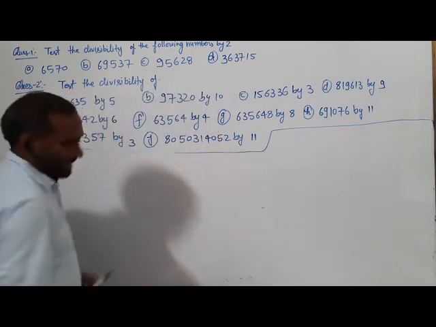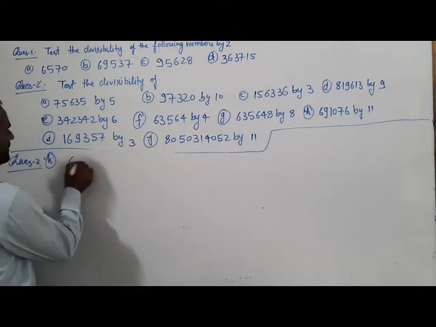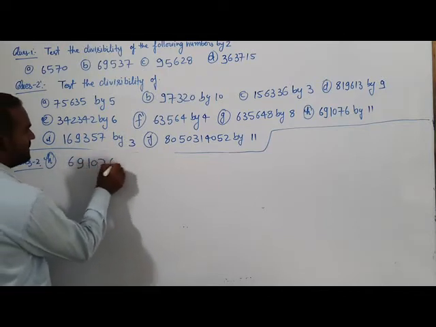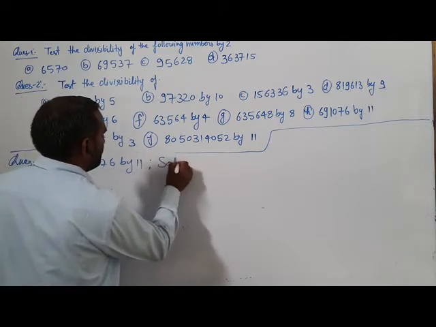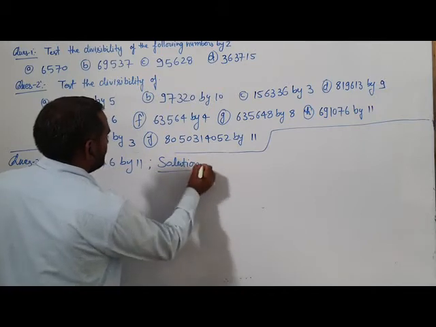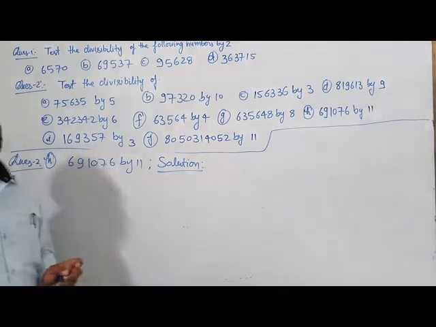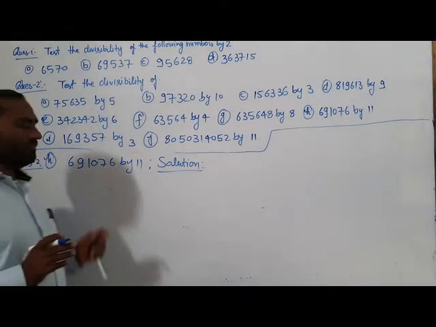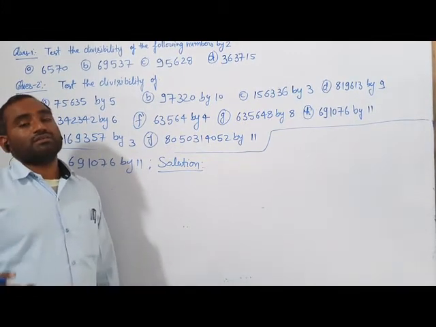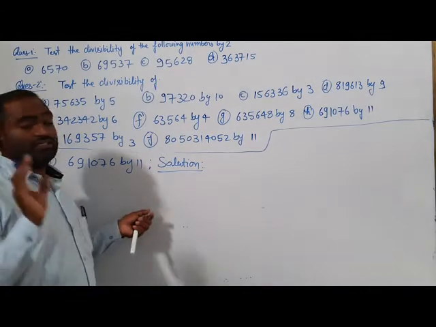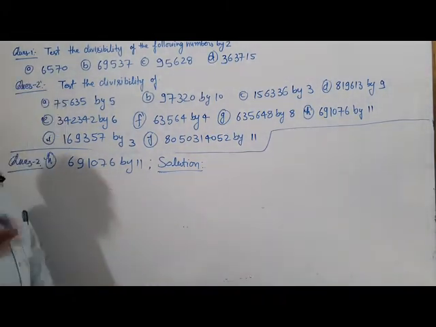Next option is H. That is 691076. Here, for the divisibility of 11: the difference of the sum of even places and the sum of odd places is either 0 or a multiple of 11. In those conditions, the number will also be divisible by 11.